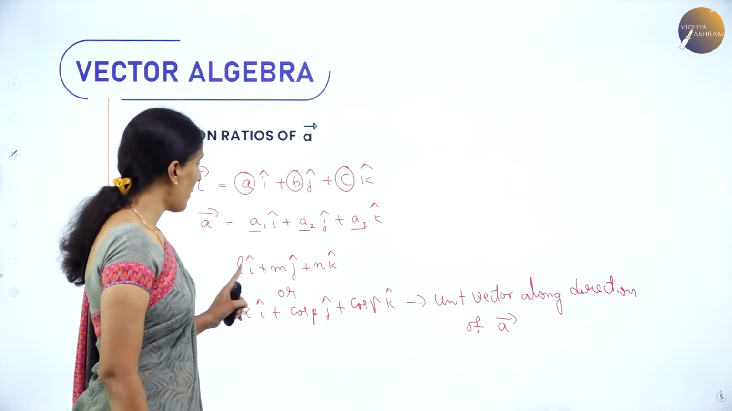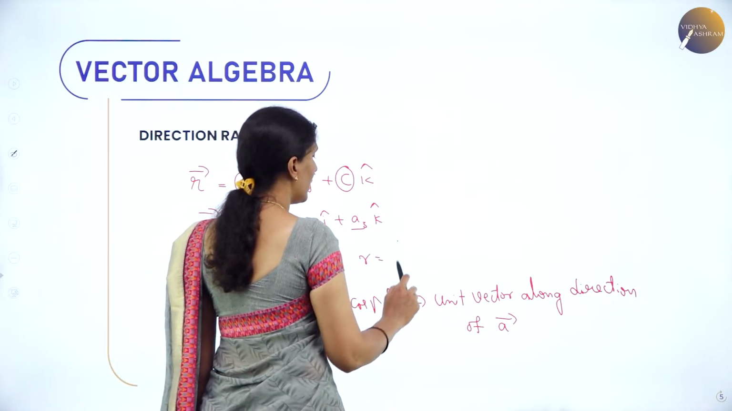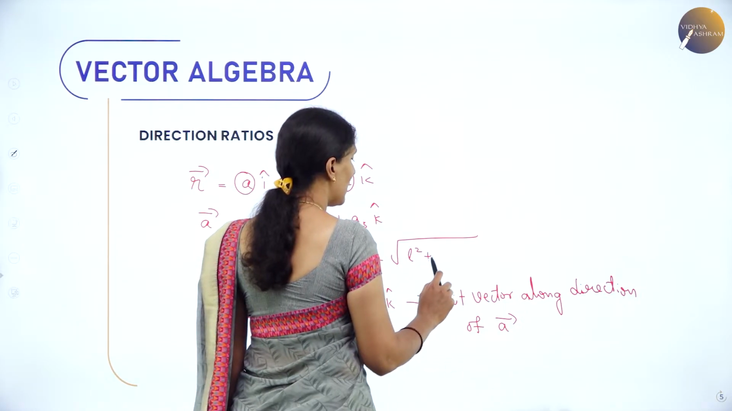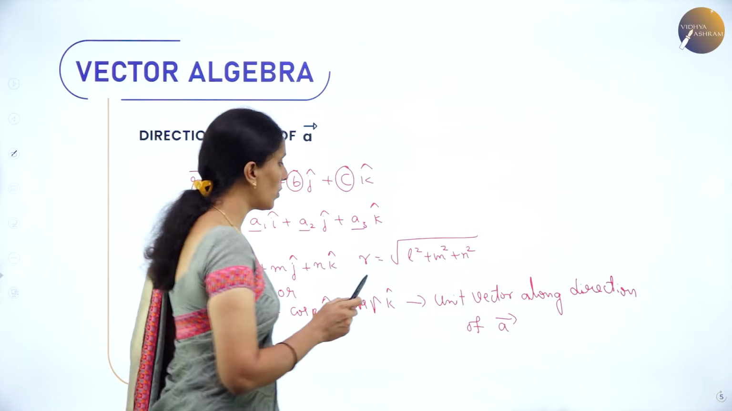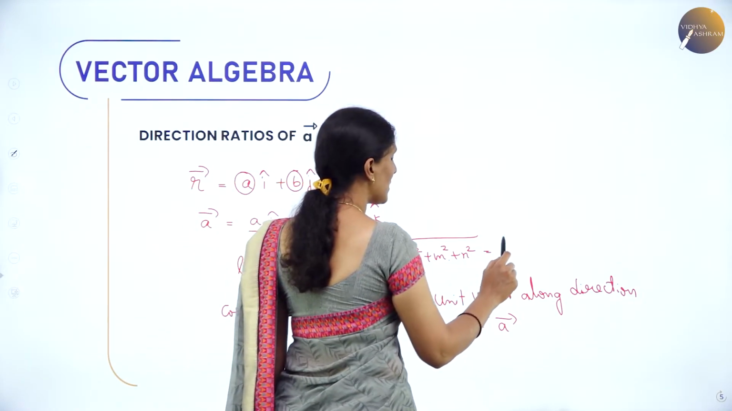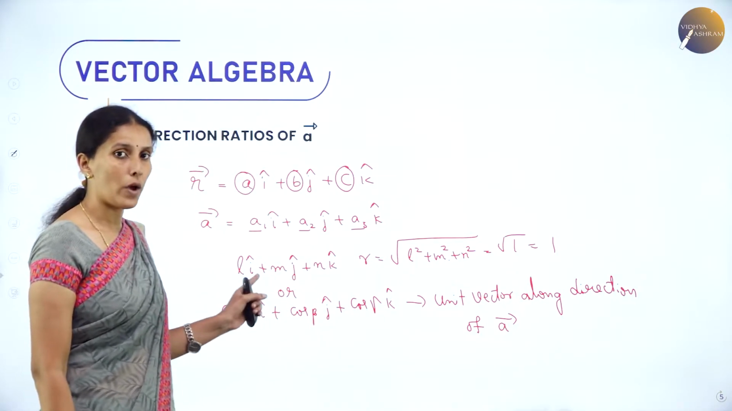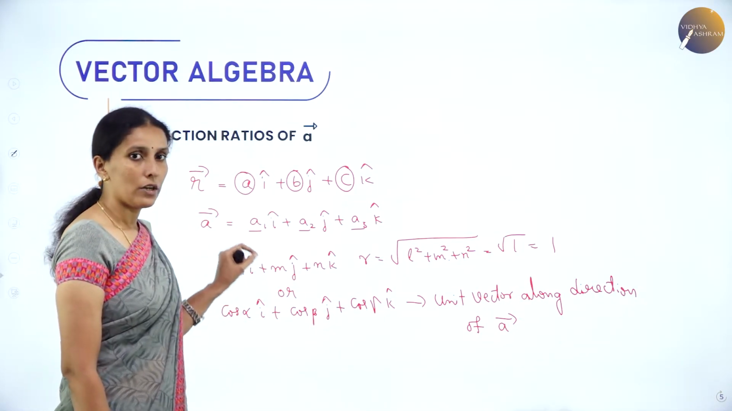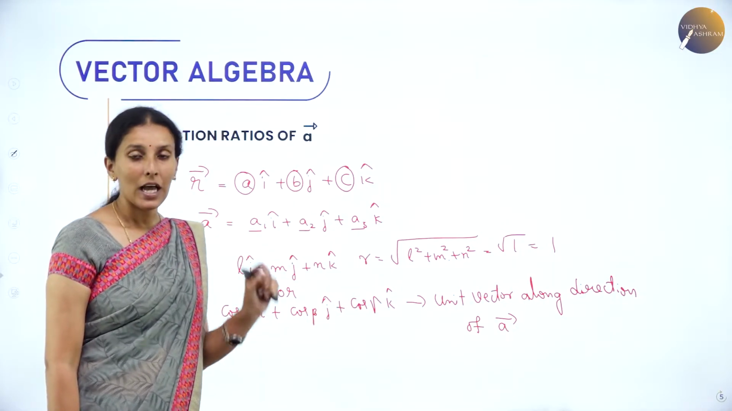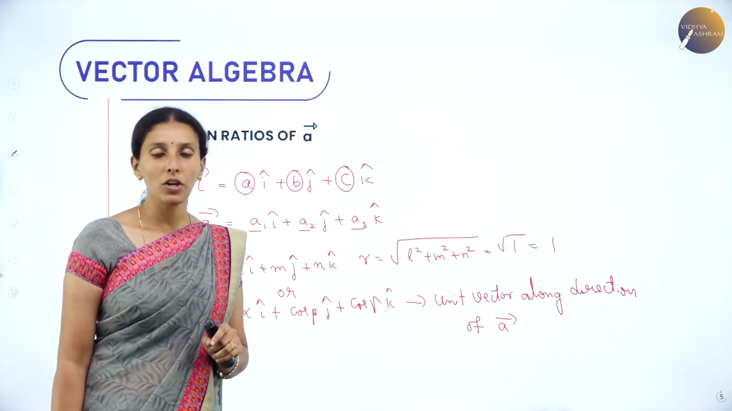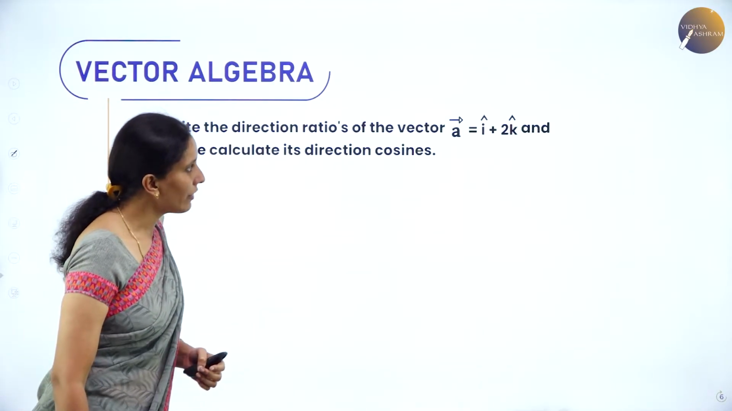That means if you take the magnitude r in terms of l square plus m square plus n square, in the previous session we have proved that l square plus m square plus n square is 1. So therefore the magnitude of this vector is 1. Hence this vector with respect to the direction cosines is always a unit vector along the direction of the given vector.